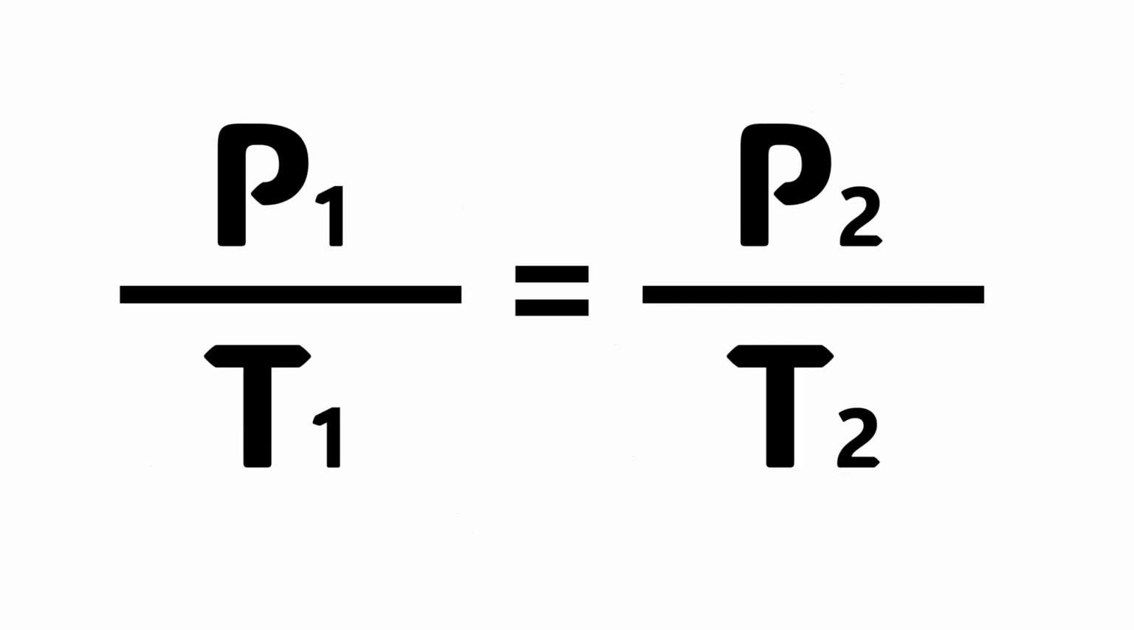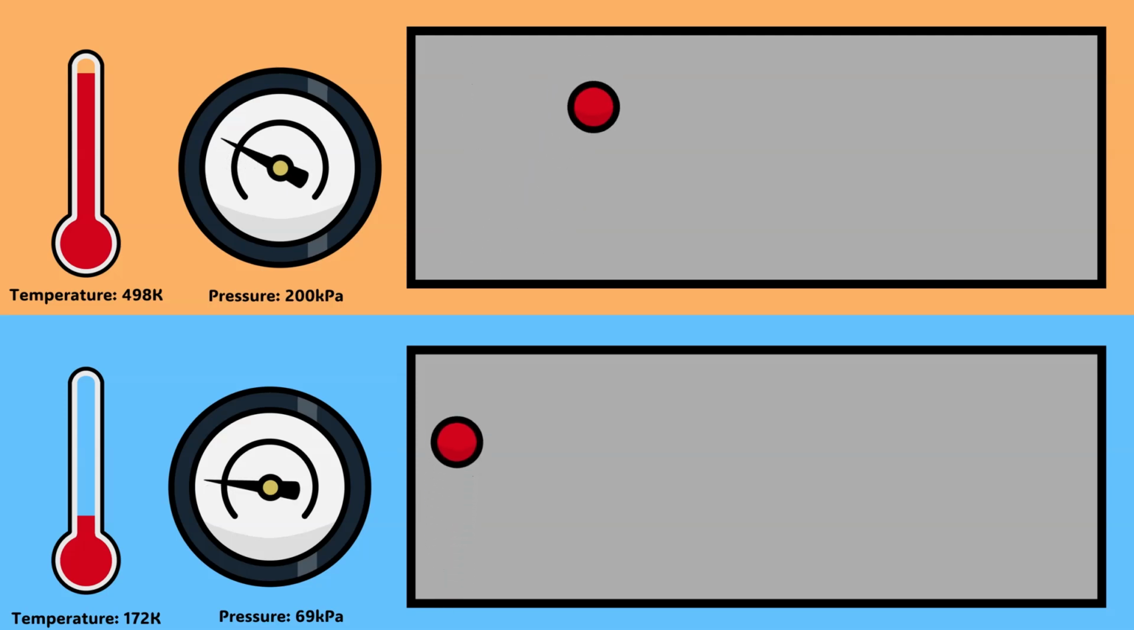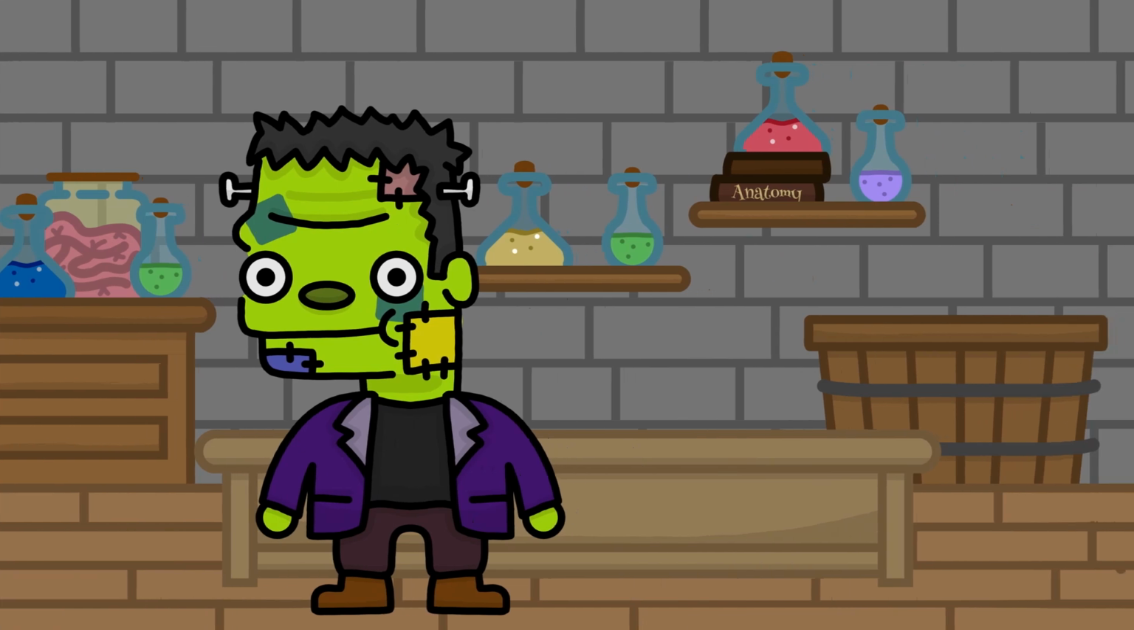Gay-Lussac's law is the third law. It says that if the pressure is lower, so is the temperature, as long as the volume and amount of gas are kept constant. As temperature increases, so does the speed that gas particles move, making them hit and exert more force on surfaces. And finally, the combined gas law, which is a Frankenstein of all 3 gas laws.